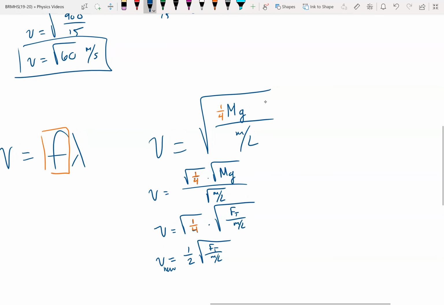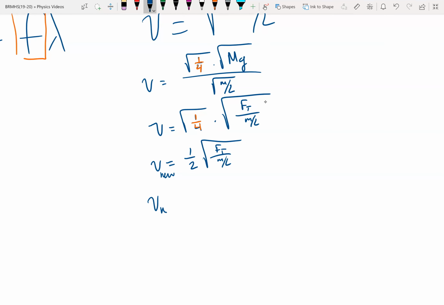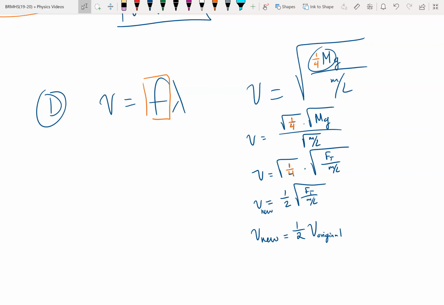If I have 1/4 the mass, I therefore have 1/4 the tension force. The square root of that 1/4 is 1/2. So if I have 1/4 the tension force, I now have 1/2 the wave speed. Another way I could say that is my new wave velocity v is 1/2 the original wave speed. So my wave speed has gone down. It is now 1/2 of what it was.